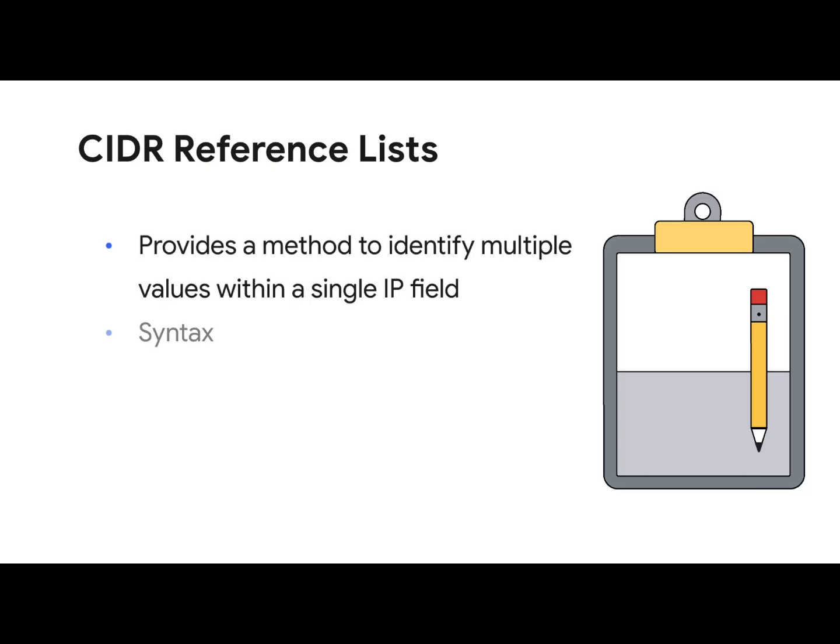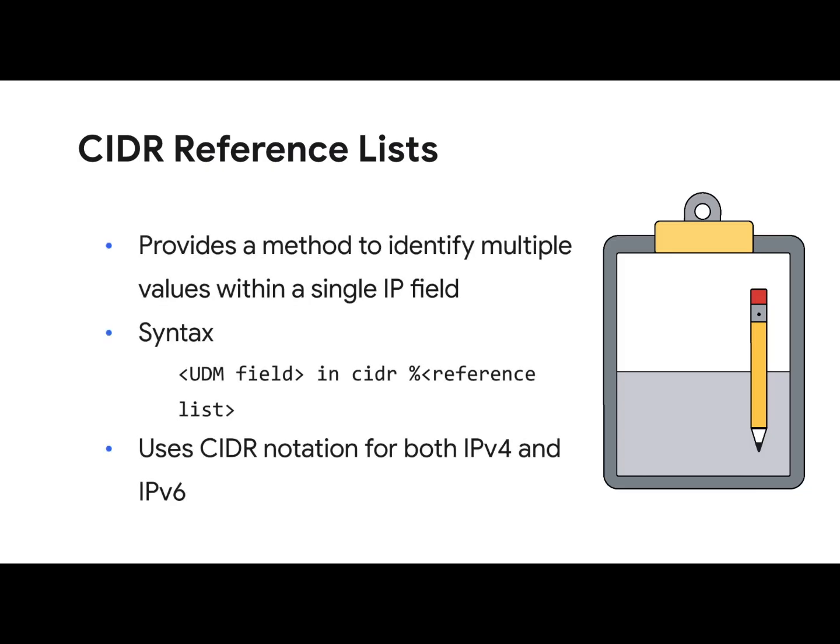CIDR reference lists build on top of the same concepts we covered in string reference lists, but have a more specific purpose. That purpose is to identify blocks of IP addresses based on CIDR notation rather than individual IP addresses. From a syntax perspective, little changes. We specify in our events section the UDM field name followed by in, CIDR, the % sign, and the reference list name. The reference list needs to be set to a syntax type of CIDR as well, and is done within the list manager. CIDR notation is supported for both IPv4 and IPv6 within a reference list.